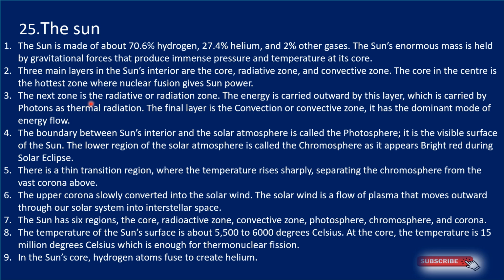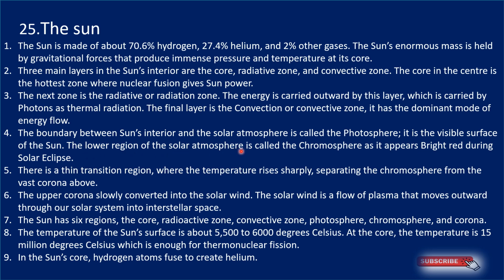Third one, the next zone is the radiative or radiation zone. The energy is carried outside by this layer, carried by photons as thermal radiation. The final layer is the convection or convective zone. It has convection as the dominant mode of energy flow. Fourth point, the boundary between the Sun's interior and the solar atmosphere is called the photosphere. It is the visible surface of the Sun.